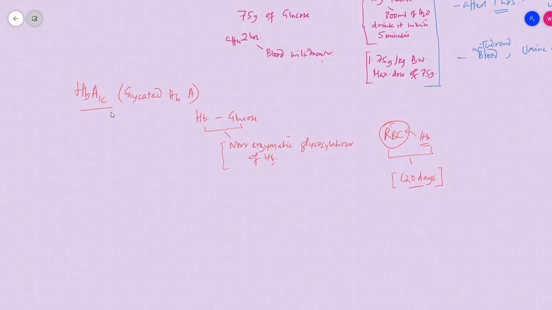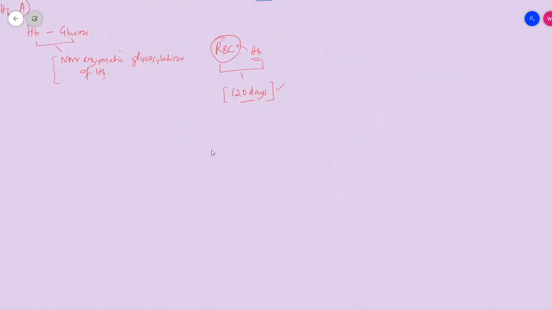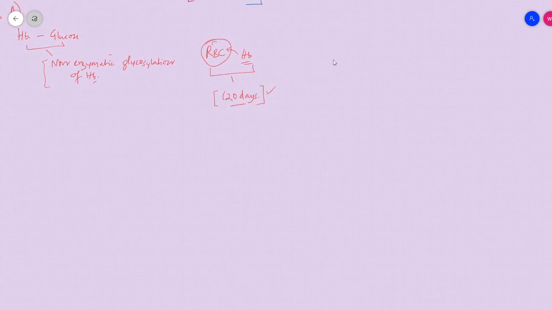Because there are some pathological conditions that may interfere with this result. For example, if the person has hemolytic anemia, then obviously the RBC might have less than 120 days of survival, so that might interfere. So it's not the gold standard, but still it gives a fairly good idea about how the glucose has been controlled, whether it has been controlled for 120 days. Has there been adequate control?